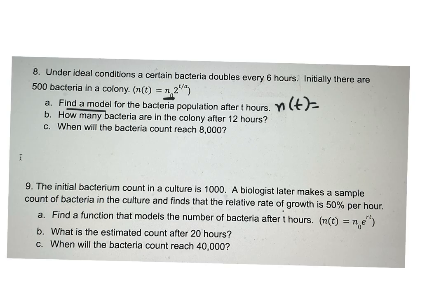N sub 0 means the initial amount. It tells you initially there are 500. So I'm going 500 times 2. Leave the t in. The exponent's denominator stands for how long it takes to double, the doubling time, which is 6. Part B says how many after 12 hours. All I'm going to do is put the 12 right in there for the t. You can punch it straight into your calculator, and you're going to get 2,000.